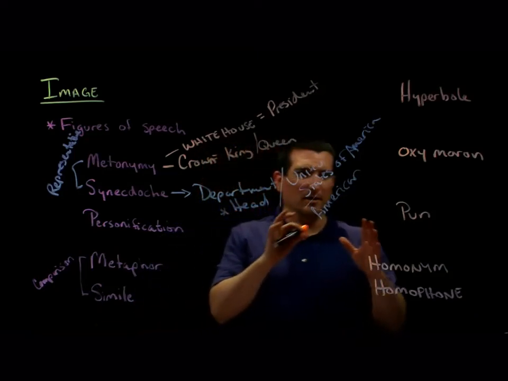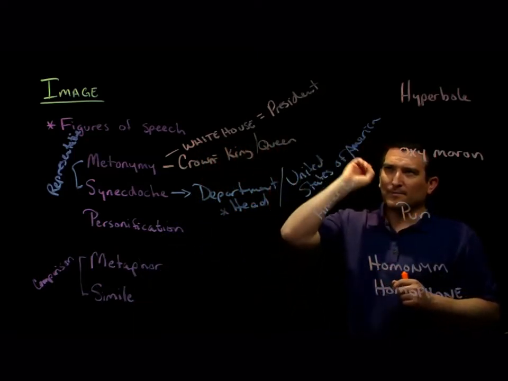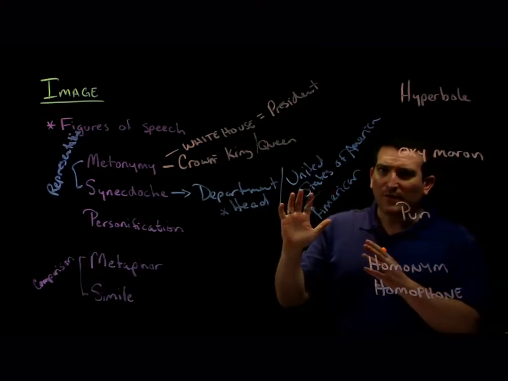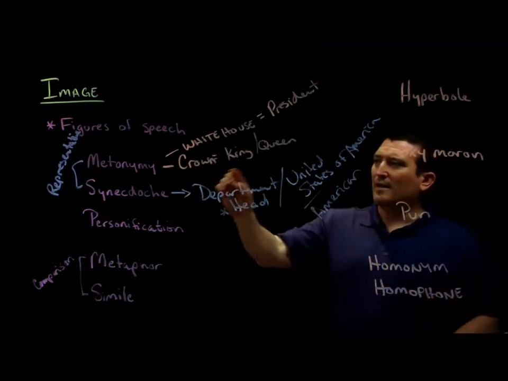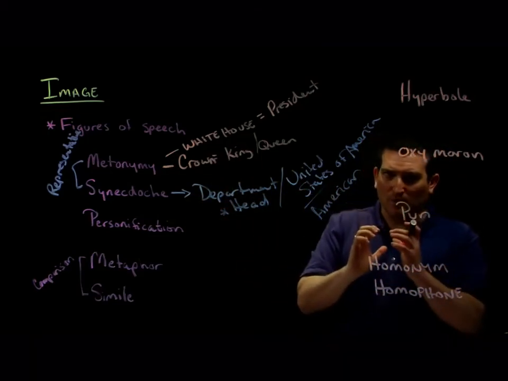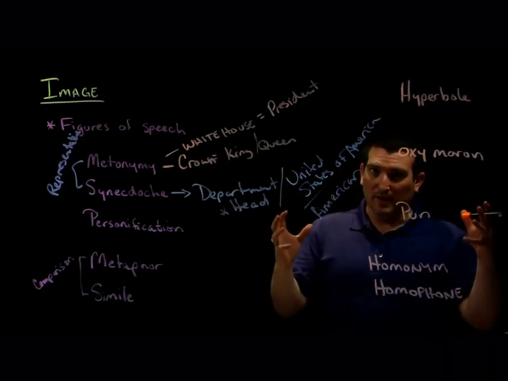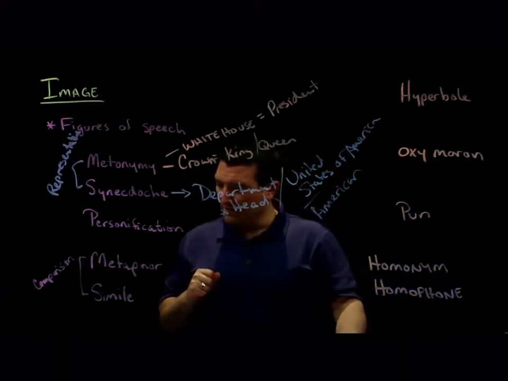So I hope that clarifies some of that. Metonymy, when something that is associated with something else is used to represent that thing. Synecdoche is when a smaller part of the whole is used to represent the big picture or the big thing.